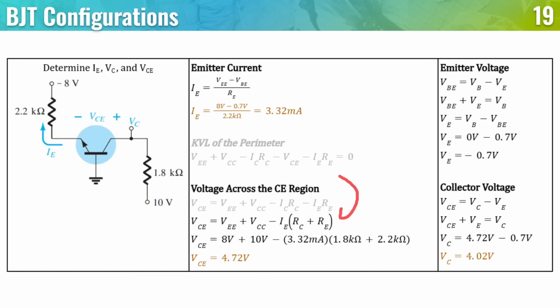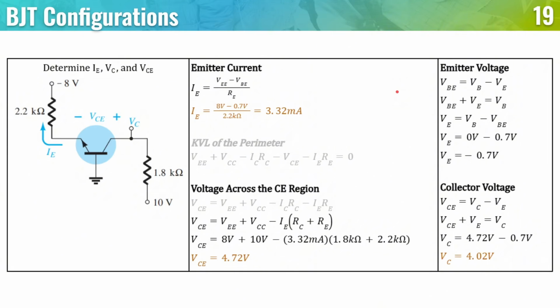If you memorize the formula, you can just skip the rearrangement and go to this step. VCE is equal to VEE plus VCC, the two sources, minus the voltage drops across RC and RE. There is only one current here, that's why we can just group them into IE. Substituting all of that, we get VCE is equal to 4.72. Again, VCE must be positive because 10 volts is going down to negative 8 volts.